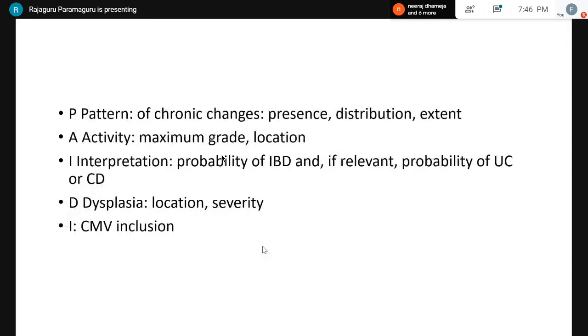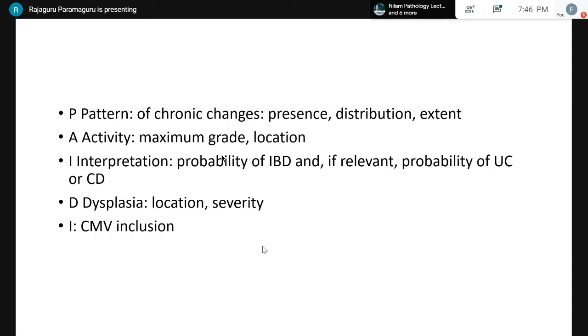And this is again by the British Society of Gastroenterology, where they have a mnemonic, that is PAID I. P stands for pattern, A for activity, I for interpretation, D for dysplasia, and I for inclusion.